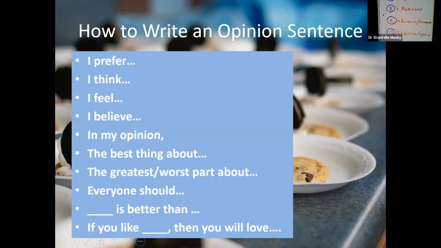So you will start off your sentences with I prefer, I think, I feel, I believe, in my opinion, the best thing about, the worst thing about, the greatest thing about, everyone should, blank is better than blank. So I want you to take a moment and think about which one of these you would prefer to start off with your OREO writing. Okay, so some of you may have chosen I prefer, or I believe, or in my opinion, comma.